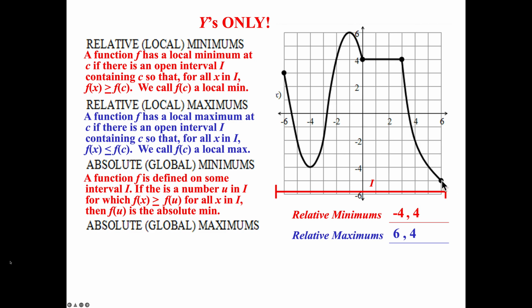So right here at this point, I'm at 6, -5. That is the absolute smallest possible y in my whole entire graph. That's my absolute or global min. And there can only be one of these. If this curve here happens to touch down here at -5, I don't care. You still put -5. But you can't have like -4 and 4 because those were shorter intervals. Absolute means the whole entire graph.